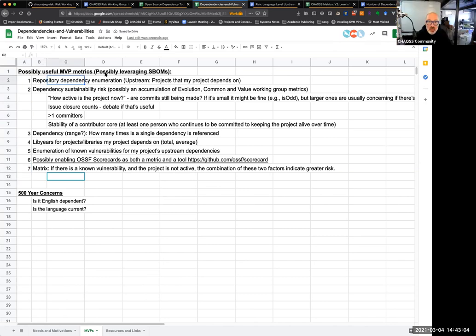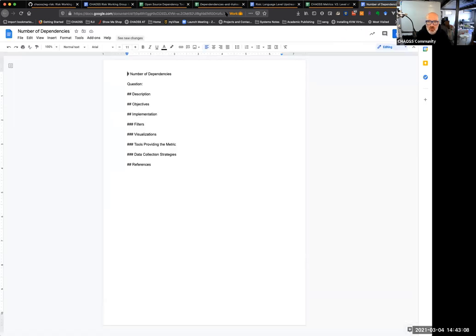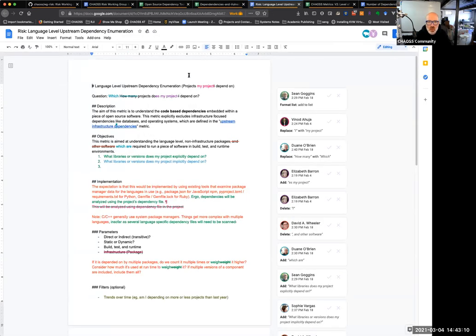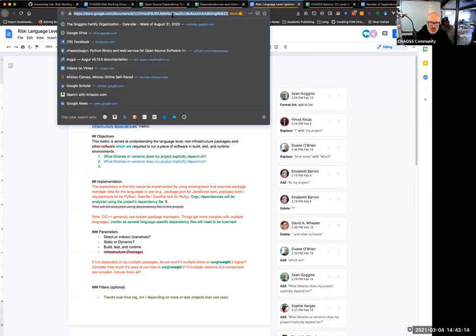We have repository dependency enumeration, and that is actually language level upstream dependency enumeration. I think we ultimately changed what we called it, but I reflected that in the spreadsheet, and now I'm trying to get to my chat window because I'm the sharer. This is a direct link to this metric that we were working on.